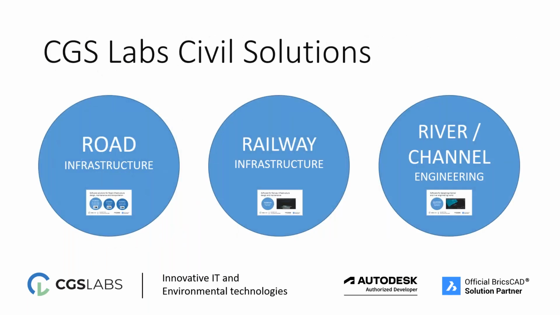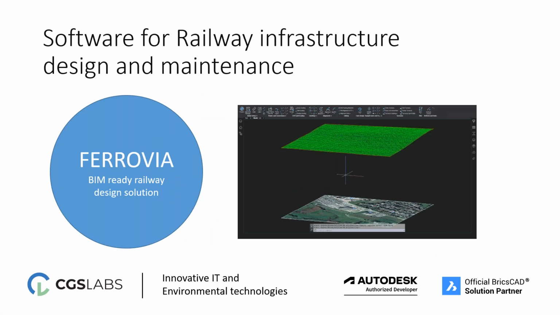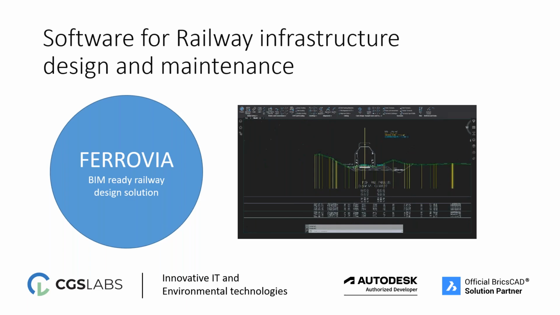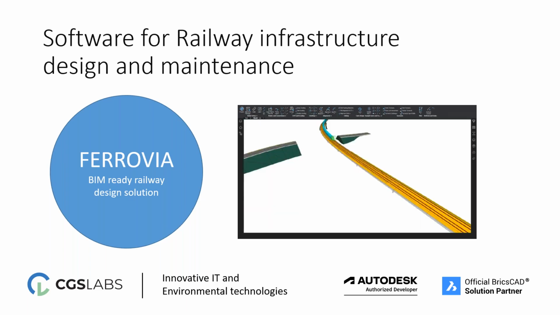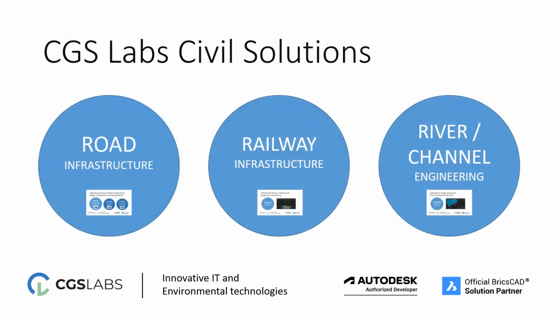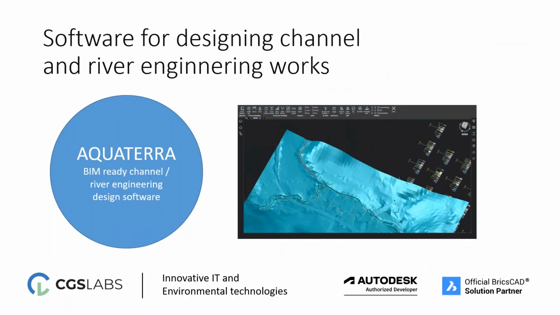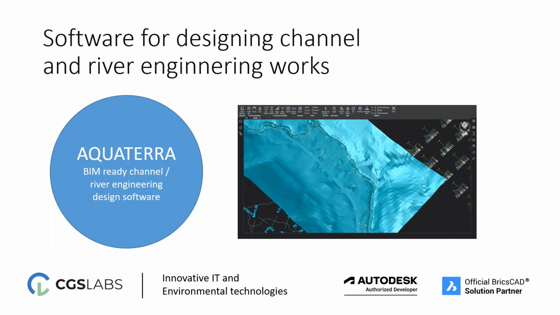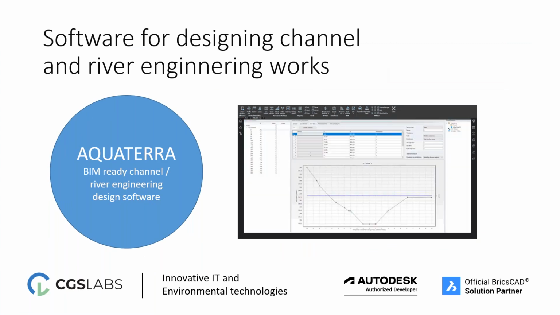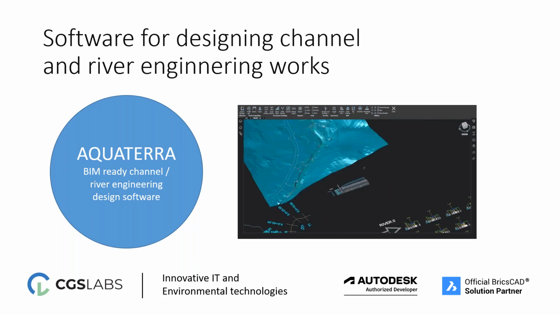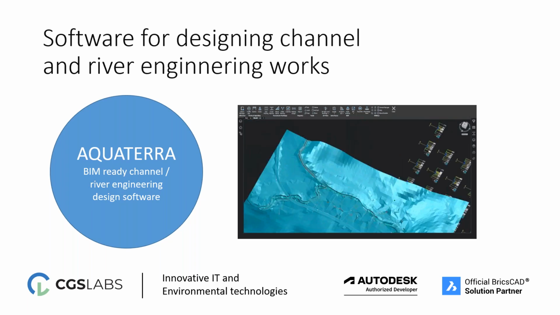Then in the railway department, we have software Ferrovia, which is a BIM software solution for railway infrastructure design and rail track maintenance. And in the river and channel department, we have Aquaterra, which is a BIM-ready software solution for channel and river engineering design. It can also be used for flood protection design and so on.